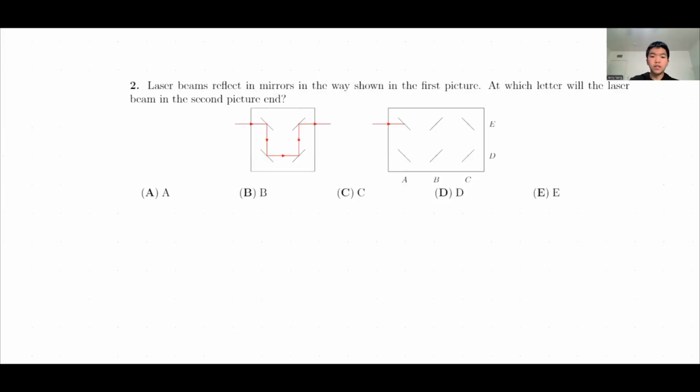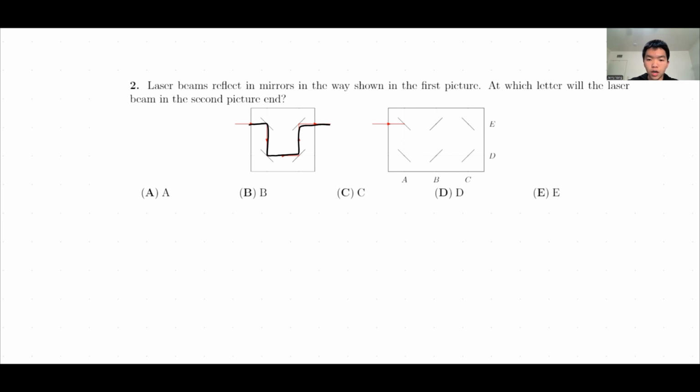Our second question is asking: laser beams reflect in the mirrors in the way shown in the first picture. At which letter will the laser beam in the second picture end? All right, they gave us this general pattern and they want us to apply it. If we notice about this pattern, it basically just follows the grid line. So every time it hits one of these diagonals, it follows the grid line that allows it to continue.